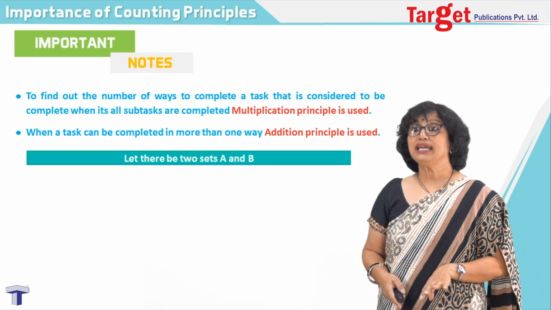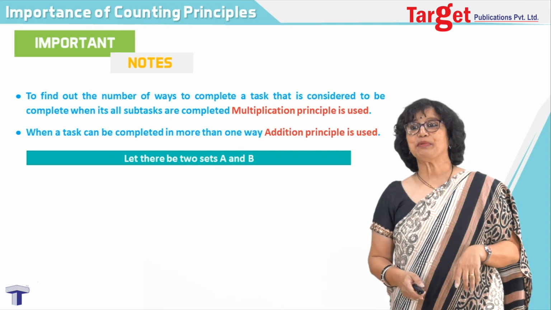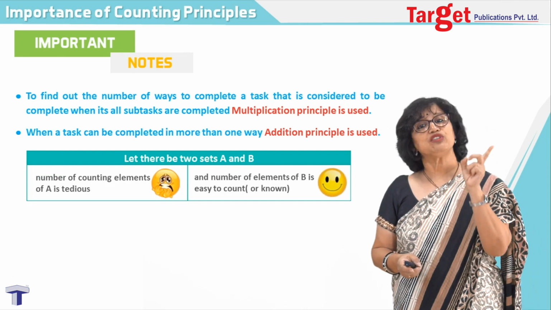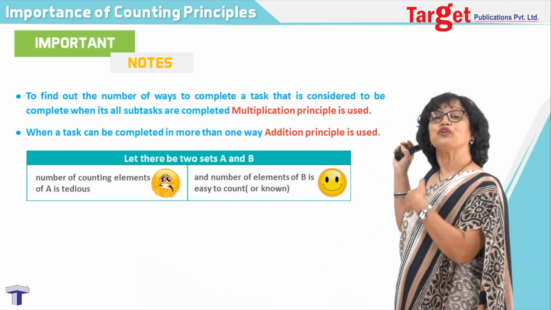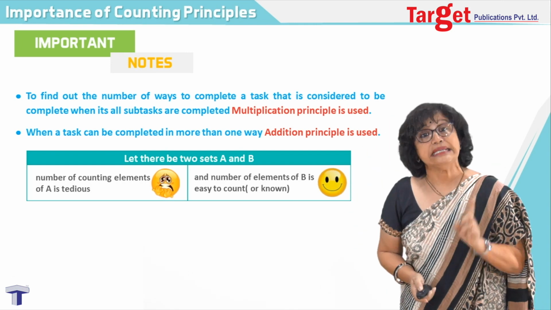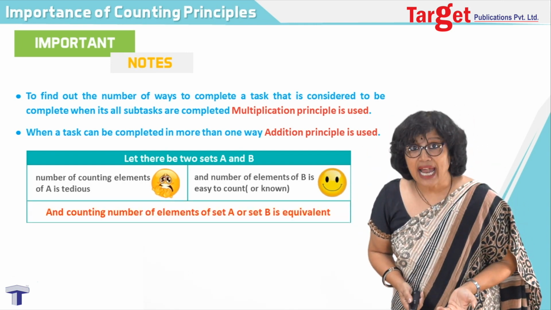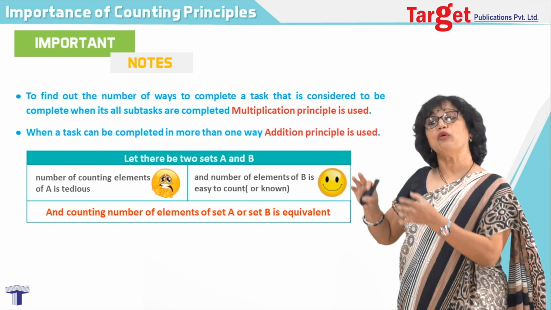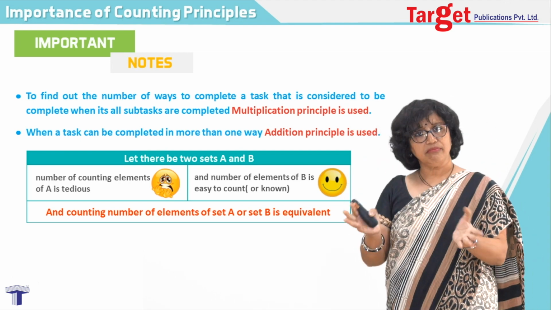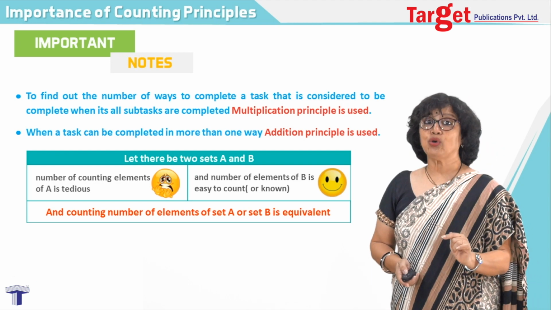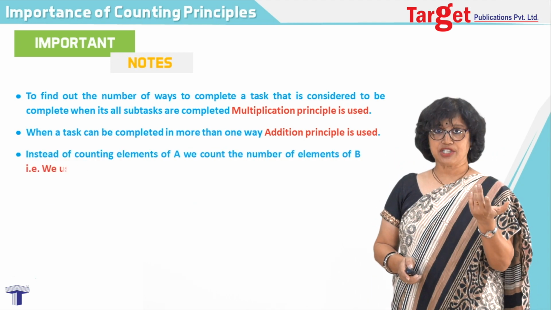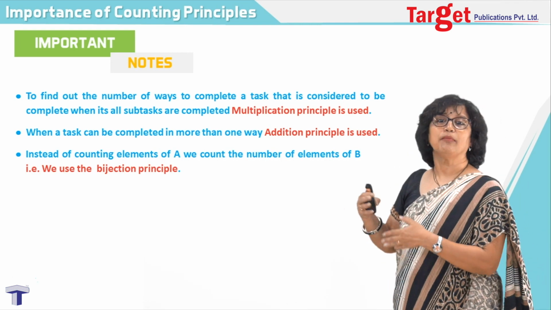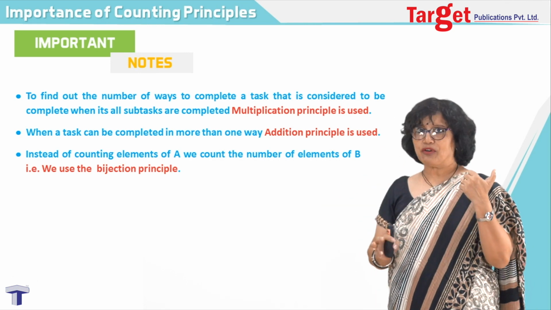And one more thing I would say: yes, the bijection principle. For that, let me take two sets A and B, where counting the number of elements of set A is difficult, while counting the number of elements of set B is easy. Then what should we do? The immediate requirement is that counting the number of elements of A and counting the number of elements of B is one and the same, that means equivalent. If that is known to you, then only do we go for the bijection principle. The bijection principle says that instead of counting the number of elements of A, you can always count the number of elements of B. Now this was regarding what we have done in the last sessions.